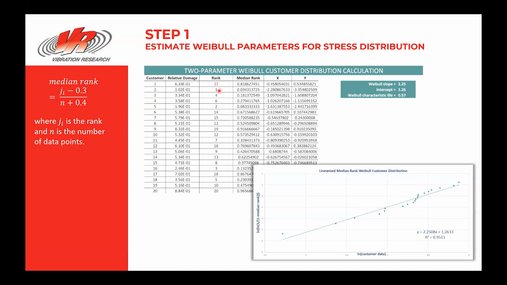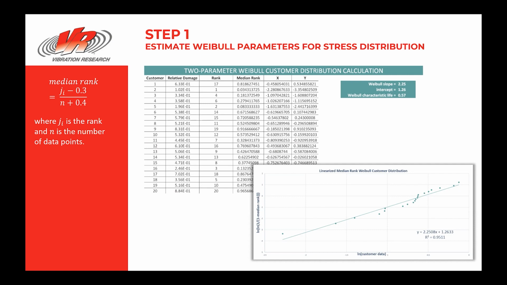So looking at the column here, the largest number in here is 0.102, and the smallest, which would be number 20, is 0.884. So the range from smallest to largest, and we calculate their respective median ranks by taking the rank. So that's J. So in this case, I would take 17 minus 0.3 and divide it by, there are 20 samples in this plan, plus 0.4. So we calculate all of the median ranks and list them accordingly.